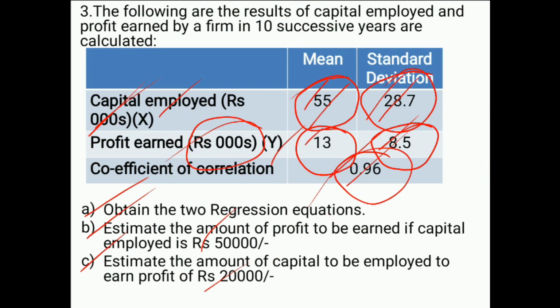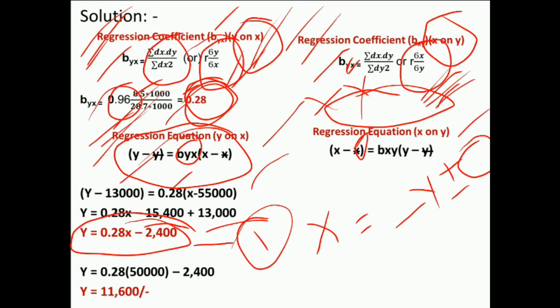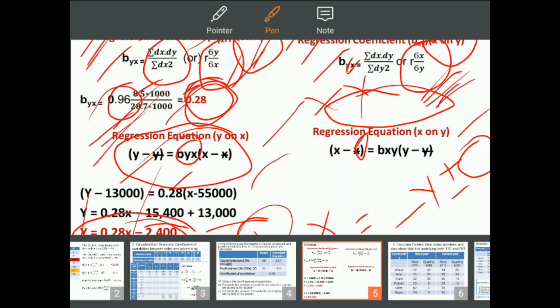Estimate the amount of profit. What is the amount of profit? Amount of profit is y. You have to find y when x is 50,000. Capital employed is x. So you have to find y when x is 50,000. We have to apply the first equation, since I need to find y. Y is dependent on x. What is asked in the question? Y is to be found if x is 50,000. In the place of x, apply 50,000.